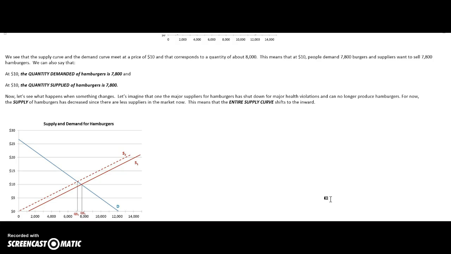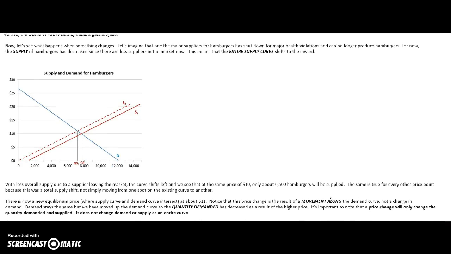And now we know that we'll have a new equilibrium point as well, because we know that equilibrium is where supply and demand meet, but that's in a new place now that we have a new supply curve. So this is our new equilibrium point, and it looks like it's about $11 for the new equilibrium price, and the quantity will be about a little over 7,000.